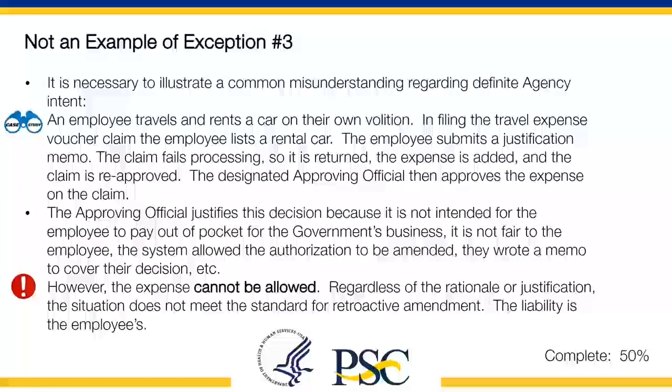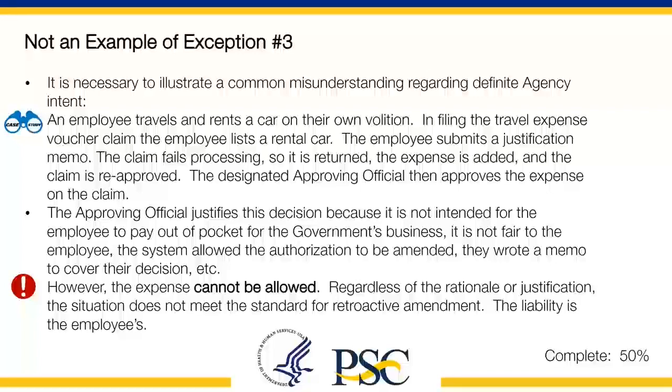It is necessary to illustrate a common misunderstanding regarding definite agency intent. An employee travels and rents a car on their own volition. In filing the travel expense voucher claim, the employee lists a rental car. The employee submits a justification memo. The claim fails processing, so it is returned, the expense is added, and the claim is reapproved.